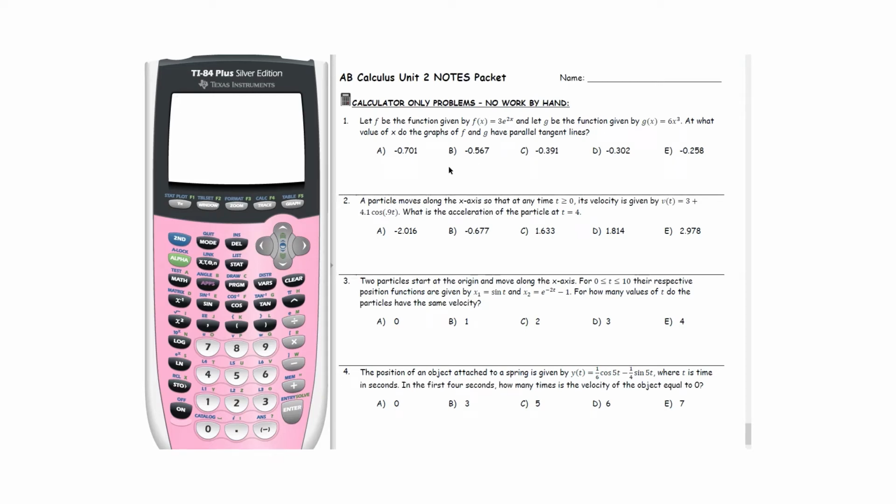All right, so problem number 1, let f be the function f of x and g be the function g of x. At what value of x do the graphs of f and g have parallel tangent lines? So parallel tangent lines tells us that the slope of the tangent lines should be equal, because remember, parallel lines, slopes are the same. So really we need the derivative of these two functions to be equal to each other.